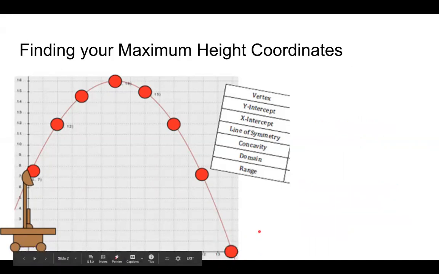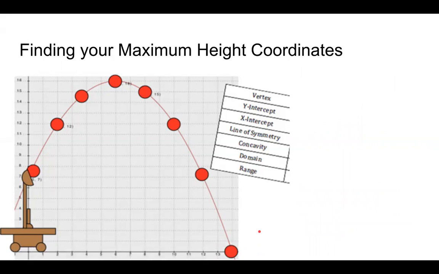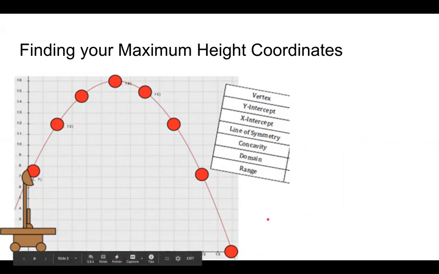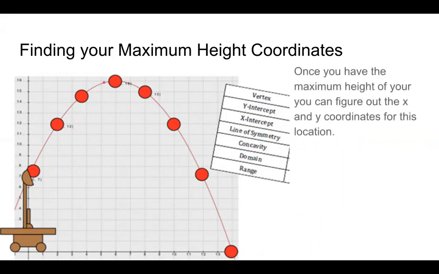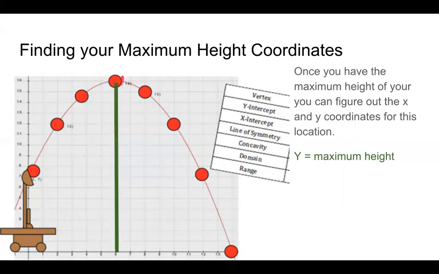Moving on. Finding your maximum height coordinates. At this point, you should have already measured your maximum height. If you haven't done this, go back and do it. Sometimes it helps to put a ruler on the wall or to have someone stand to the side of your catapult so they can pinpoint where that maximum height was and then measure it afterwards. But your maximum height is going to be where your vertex is. So it's this middle top part here. That's the maximum height that it reached.